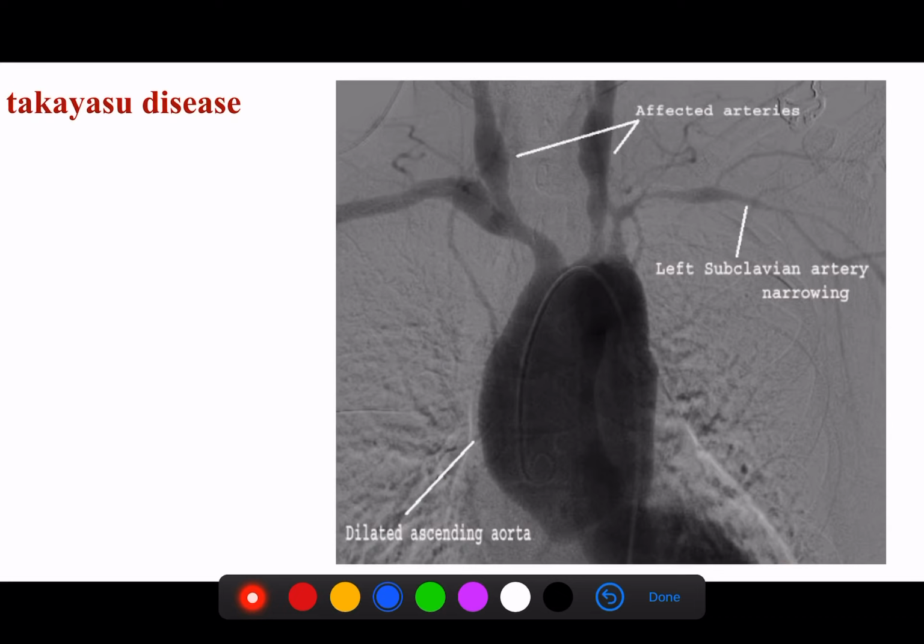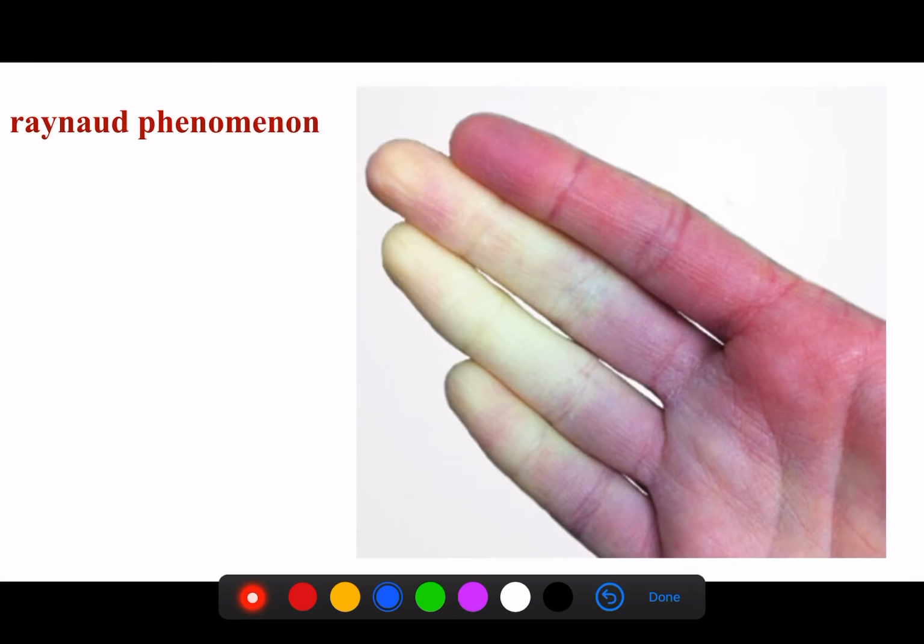Takayasu disease, another type of immune-dependent or non-infectious vasculitis. Just knowing the name is enough.